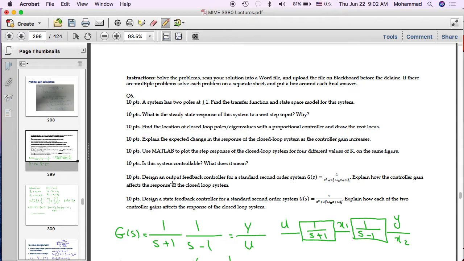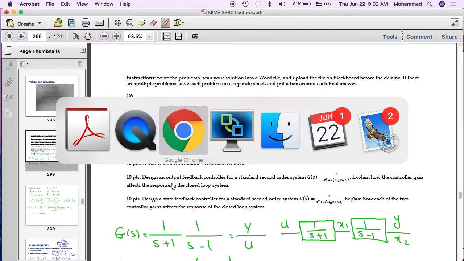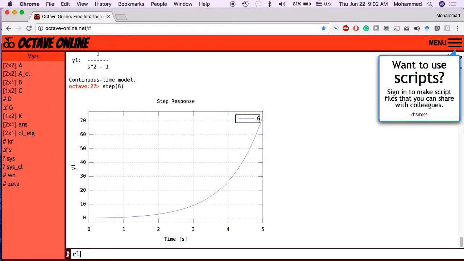The next step was to design a proportional controller for this system and find the location of eigenvalues of the closed loop system and draw the root locus. So let's do it here. So you can create the root locus, rlocus of G.